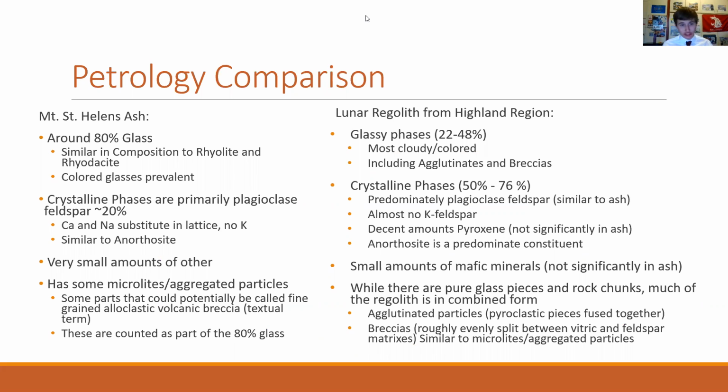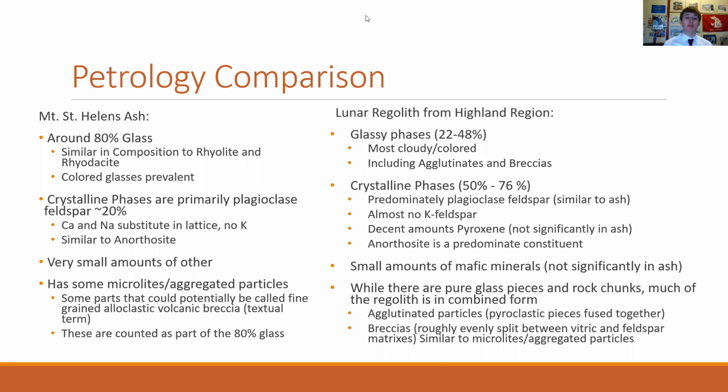So what is the geology of the things we're looking at? The Mount St. Helens ash is mostly glass, around 80%, compared to 25 to 50% in the lunar regolith. That might seem less than ideal, but both of them have a substantial portion that's glass, and a substantial portion, about 20% for Mount St. Helens ash and 50 to 75% for lunar regolith, are crystalline phases.